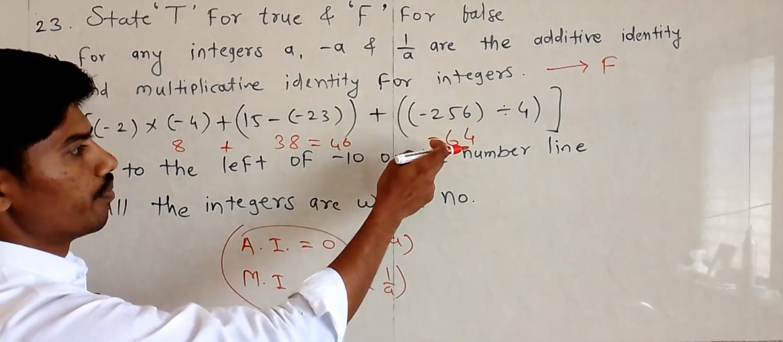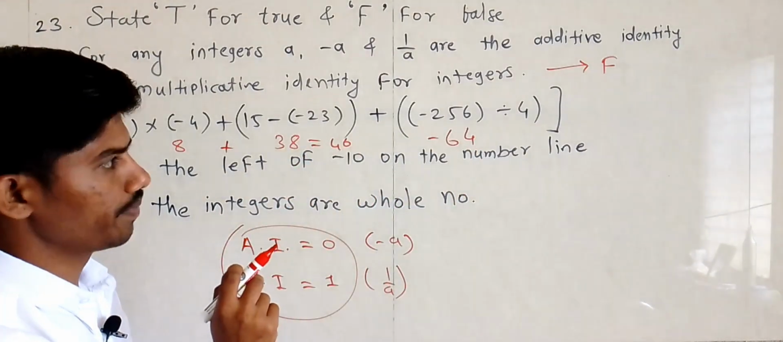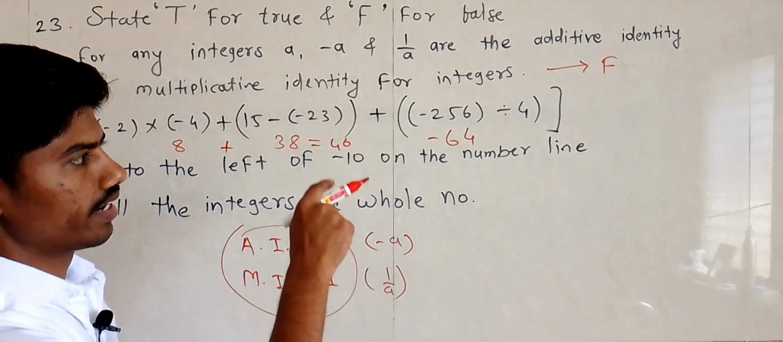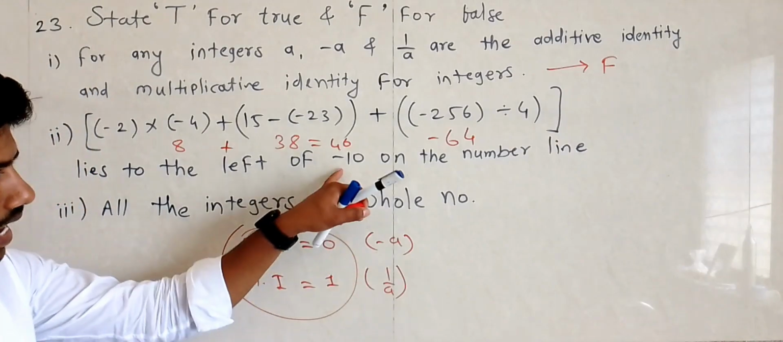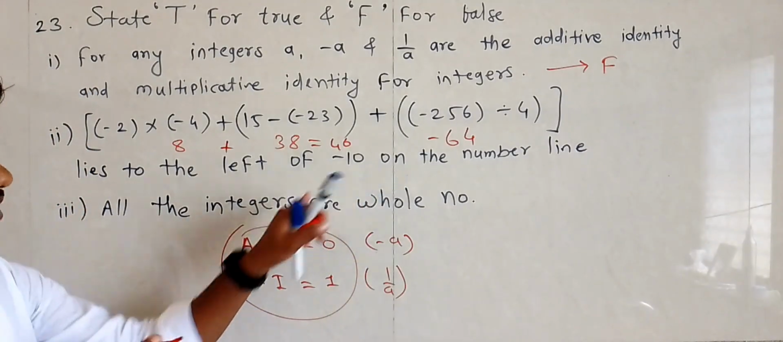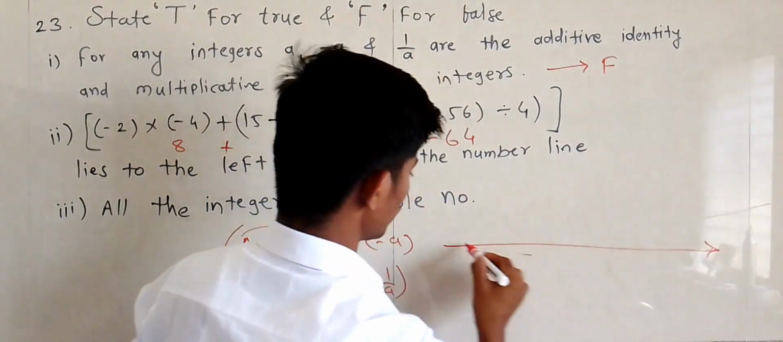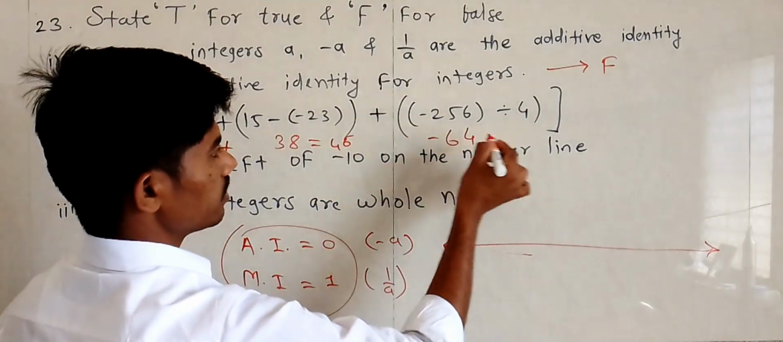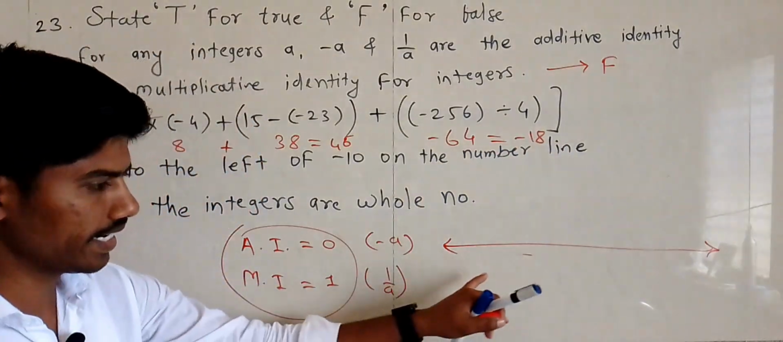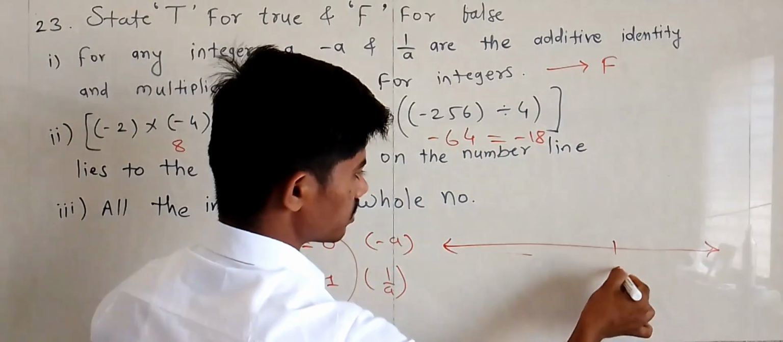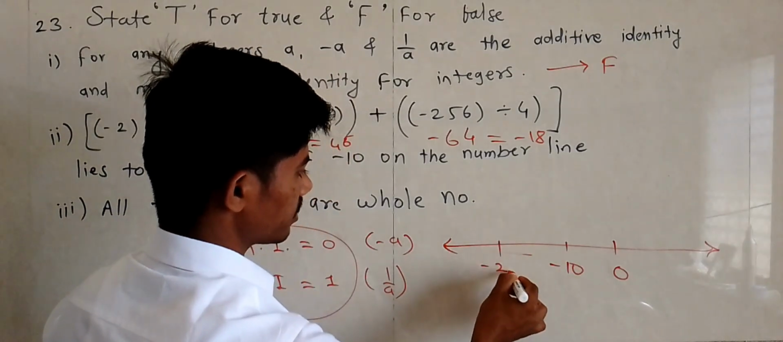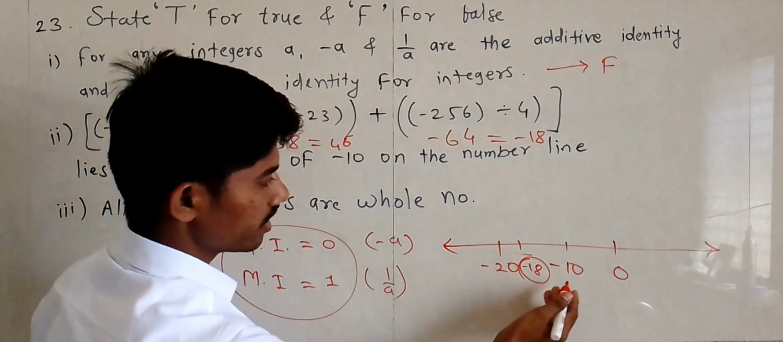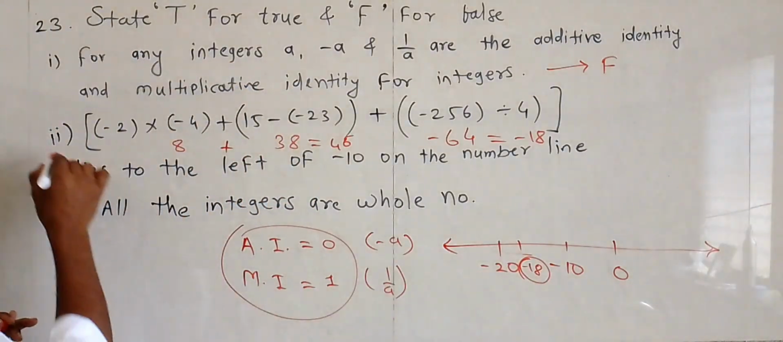And 64 minus 46 becomes 18, so the final answer is minus 18. Minus 18 lies to the left side of minus 10 on the number line. Suppose this is 0, this is minus 10, and here it is minus 20. So where will it lie? Minus 18 here, something like that, towards the left side of minus 10. I think this one is the correct one.